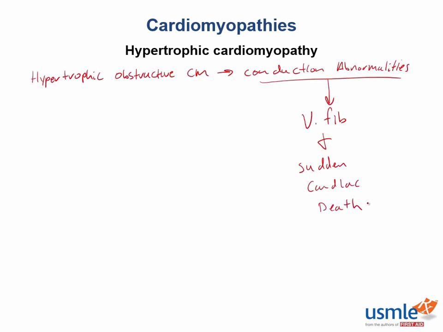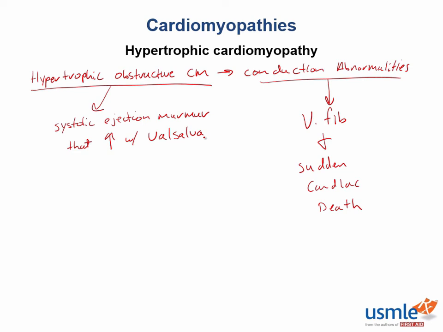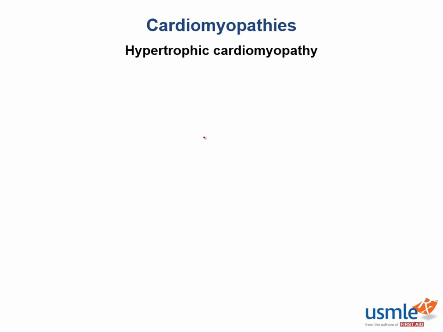Now another thing you should be on the lookout for in patients with hypertrophic obstructive cardiomyopathy is a systolic ejection murmur that increases with Valsalva. And now this is something that is very important, and it's going to show up on all levels of your exam. So just remember, systolic ejection murmur that increases with the Valsalva maneuver, and it's seen in hypertrophic obstructive cardiomyopathy.